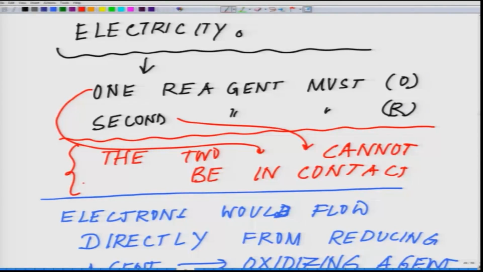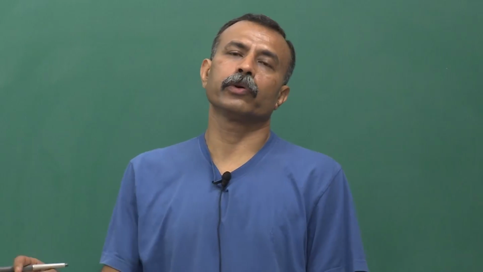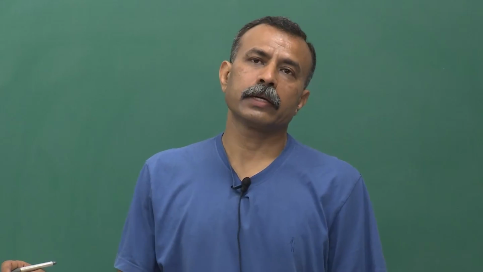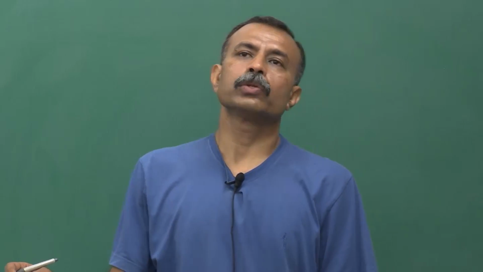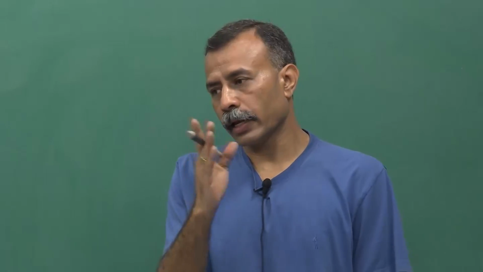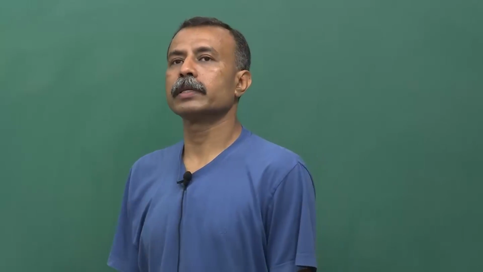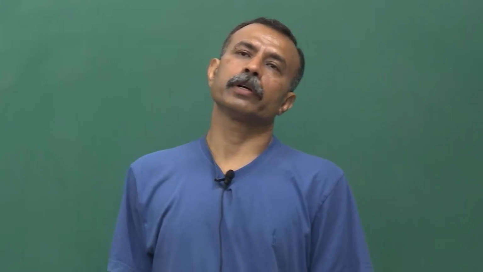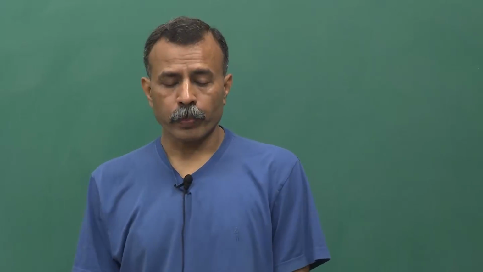So, we talked about the most classic situation, the Daniell cell, where we have the zinc and the copper electrode, with zinc getting oxidized and copper receiving the electrons generated by the zinc, and they are separated in two different compartments, zinc in zinc sulphate and copper in copper sulphate, and so on.